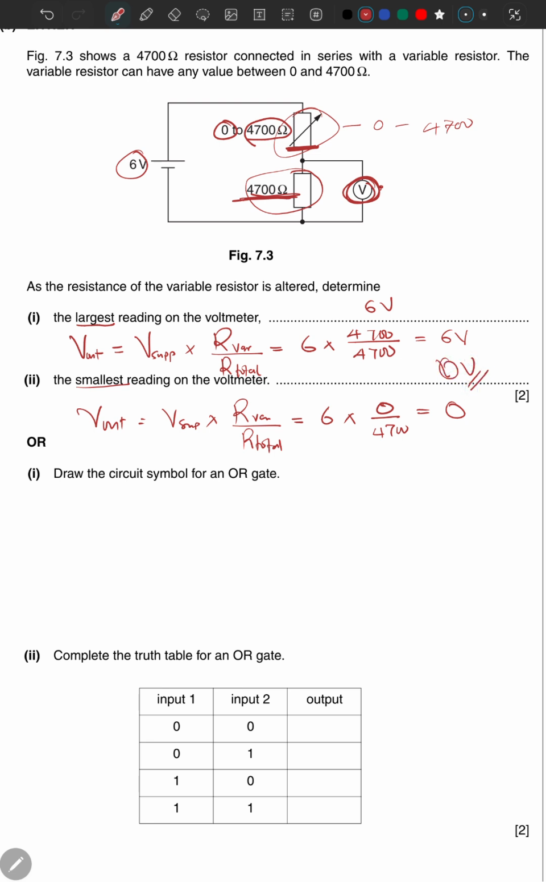Draw the circuit symbol of an OR gate. Now, if you haven't done logic gates, you really need to man up and do them. Otherwise, the OR gate looks like this.